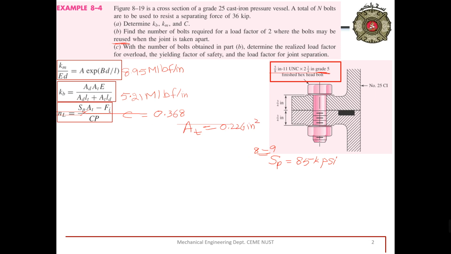So we have At, we have Sp. For Fi, we have this term, reused. If it can be reused, the value of Fi is equal to 0.75 of Fp. And this is the proof force, and proof force is equal to At Sp, which is this term.